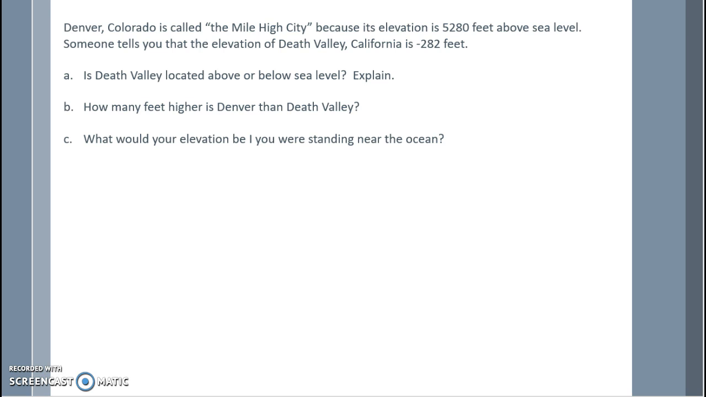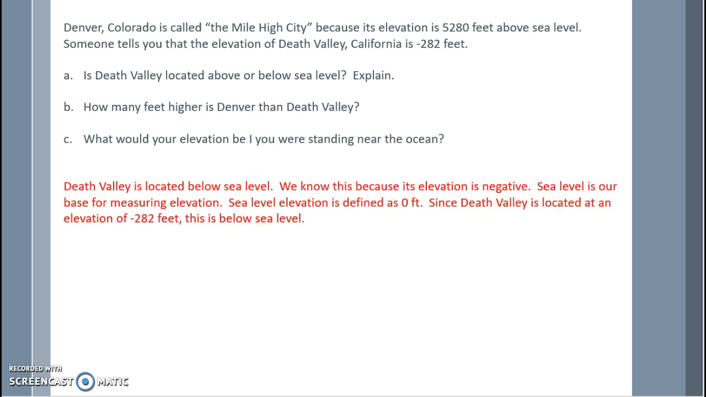Denver, Colorado is called the Mile High City because its elevation is 5,280 feet above sea level. Someone tells you that the elevation of Death Valley, California is -282 feet. Is Death Valley located above or below sea level? Explain. Death Valley is located below sea level. We know this because its elevation is negative.